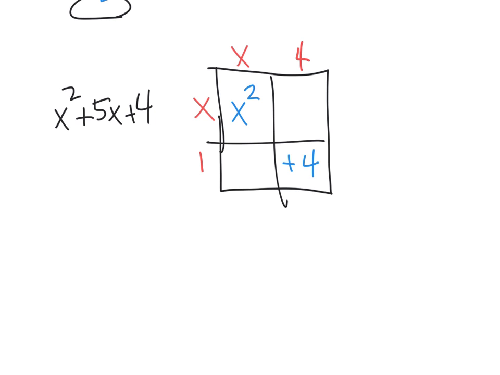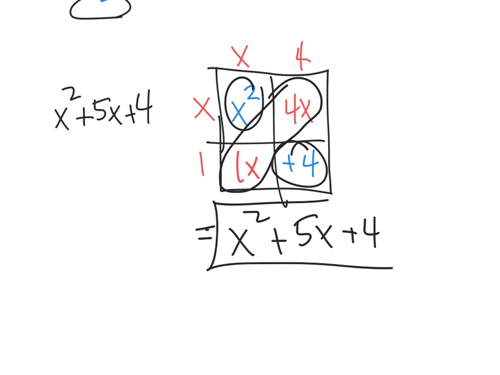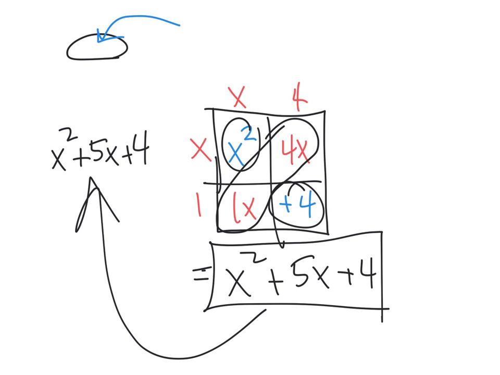So let's see if that works. Well, right here, 4 times x is 4x. And right here, 1 times x is 1x. So when I add, this guy is x squared, 4x plus 1x is 5x, and then this guy is 4. And look at this, I got exactly what I wanted. So what's my factor? So we're going to factor it, and what we get is this red part out here is our factored form. It's x plus 1 times x plus 4. And that's right here, x plus 1, x plus 4.